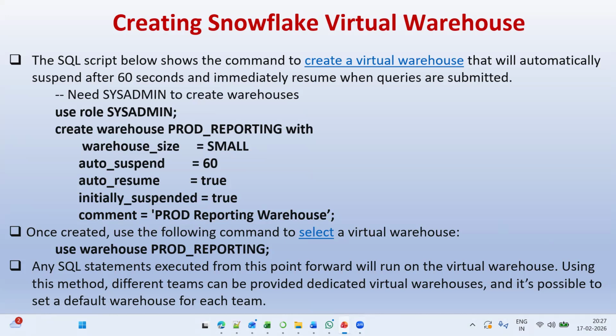So initially suspend equal to true. This particular property will try to suspend your warehouse after it is created. If you don't add this property, what happens? Your warehouse will be automatically started. So when you create this warehouse, Snowflake will automatically start it if you don't add this property. So initially suspend will be false by default.